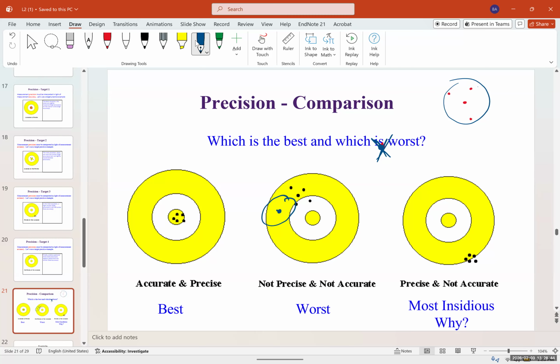Now, the worst case is going to be not being precise or accurate. This one is very difficult to correct sometimes. I would say accuracy is easier to correct than precision. Precision is sometimes very difficult. It could be, but you need a lot of measurements.